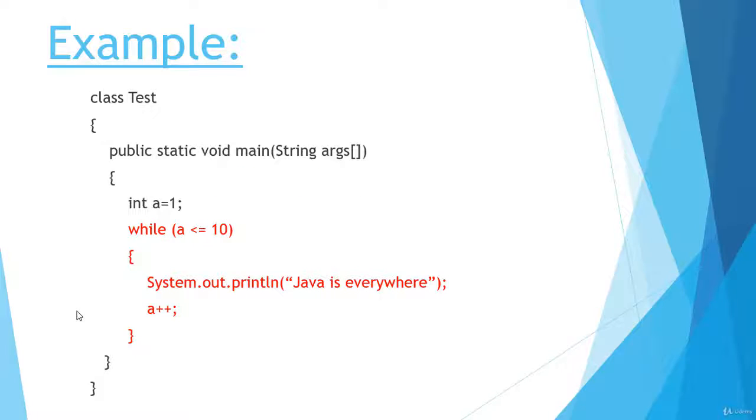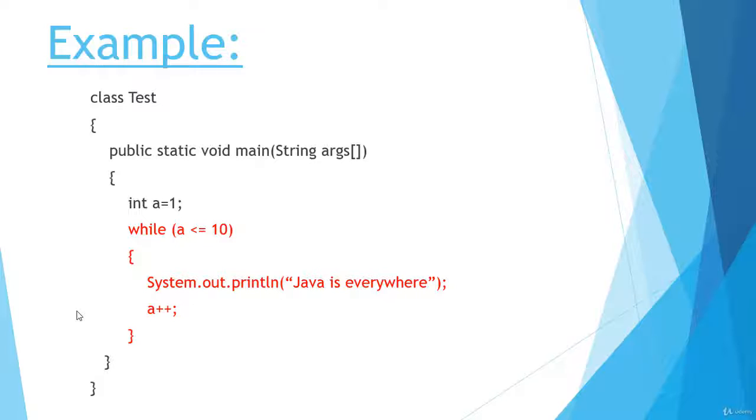Now look at this example. I have created one integer variable a and I initialize it with 1. Now while a is less than or equal to 10, print this block. At first the value of a is 1, so 1 is less than or equal to 10, so it comes inside the body of the while loop and prints Java is everywhere. Then it increments a by 1 and now a becomes 2. Now it comes back to the condition and checks: 2 is less than or equal to 10, yes. So it again comes into the body of the while loop and prints Java is everywhere on the screen. Now again it increments a by 1 and the value of a becomes 3.